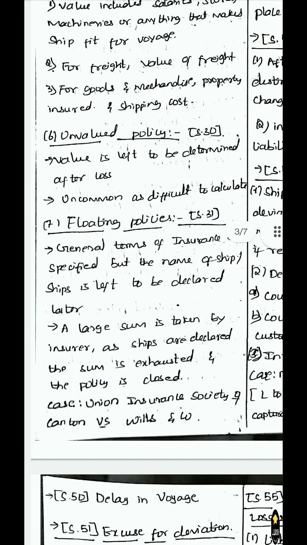So in this, a large sum is taken by the insurer. As the ships are declared, the sum is exhausted and the policy is closed. So the insured pays a large sum to the insurer to insure many ships, but he does not specify any ship names. And when he goes on assigning ships to the insurance, the insurance money will get exhausted.